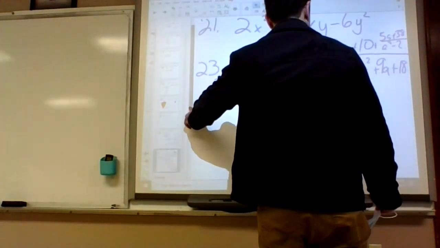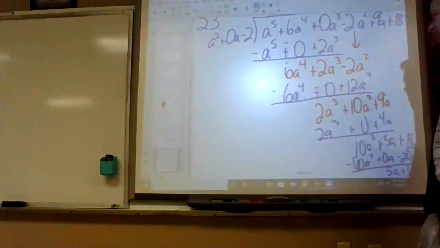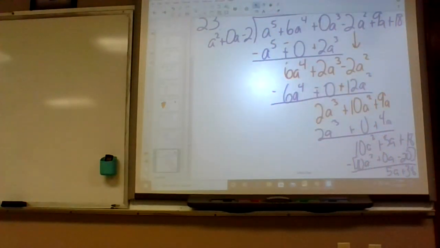Here, I'll scroll down. Why was the remainder plus 38? Because you're subtracting minus 20.